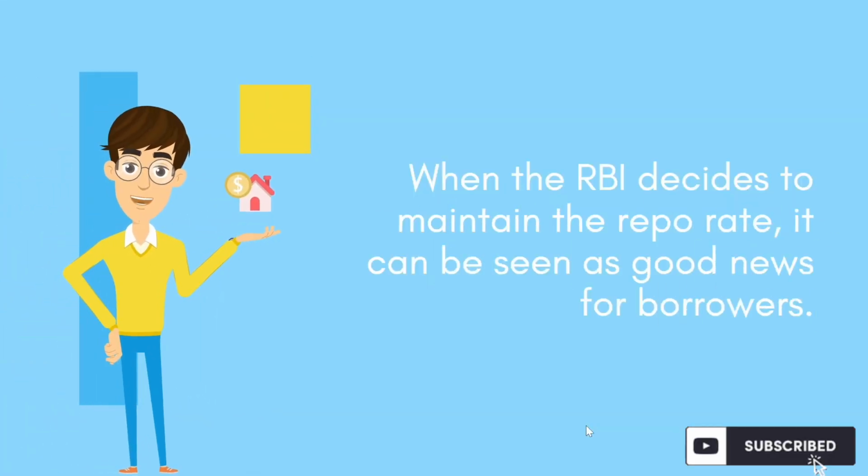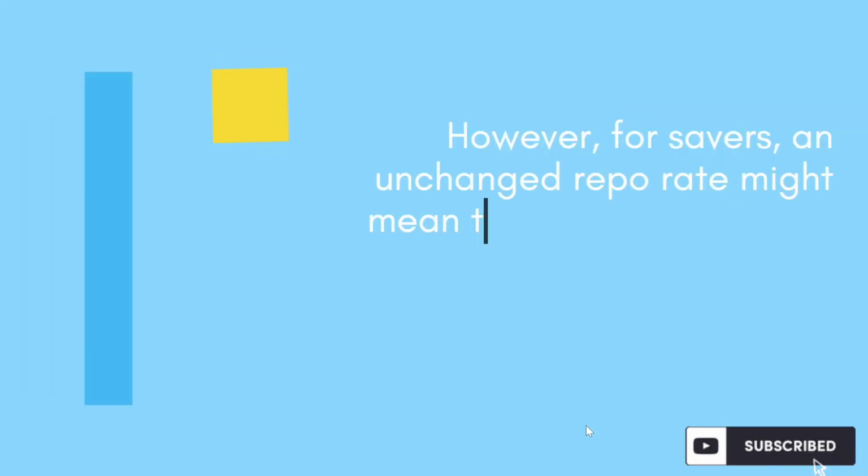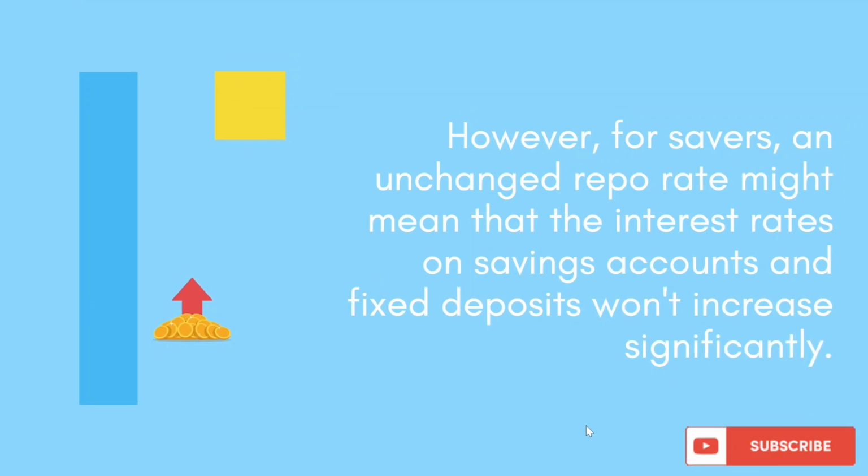When the RBI decides to maintain the repo rate, it can be seen as good news for borrowers. They can expect their loan interest rates to remain stable. However, for savers, an unchanged repo rate might mean that the interest rates on savings accounts and fixed deposits won't increase significantly.